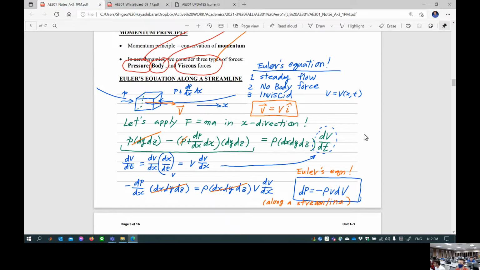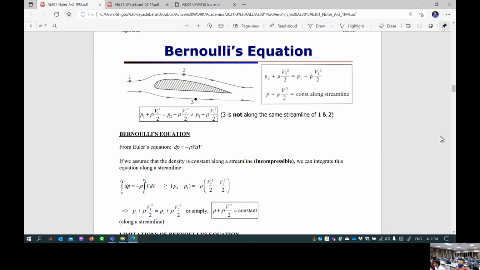Here we go. Let's talk about Bernoulli's equation. Next page. So you're going to pick up a streamline. You see two different kinds of streamlines. This is streamline 1. This is a streamline. As long as you stay on the same streamline between position 1 and position 2, you can integrate Euler's equation between those two locations in a direction tangent to the path between 1 and 2.